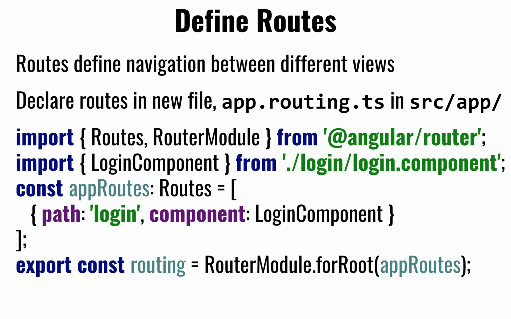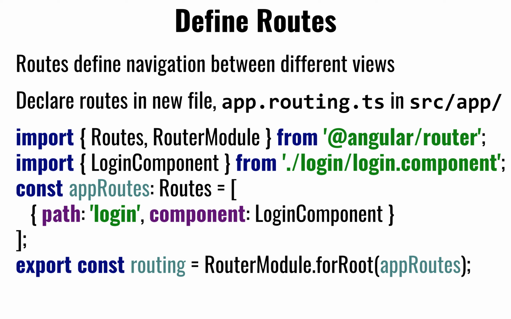So we're going to do this in a file called app.routing.ts, and we're going to load a couple of things from the router package. We're going to load the Routes and the RouterModule. Okay, we're going to load those two. And also in here, we're going to load all the components that we want to navigate to. Let's start with login, just login for now.